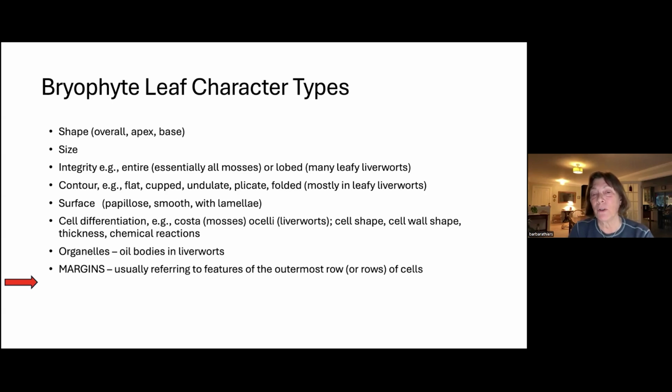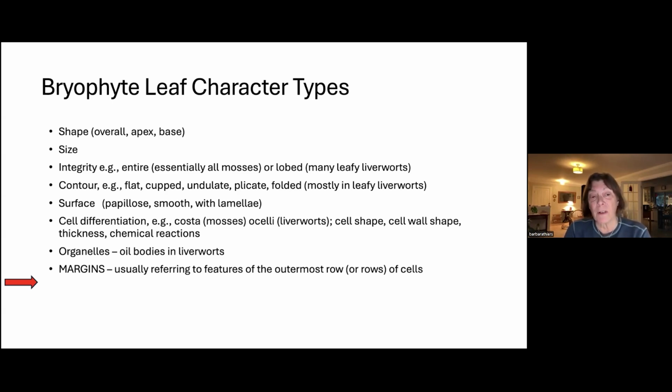Integrity, that's whether the leaf is entire, which is the case in essentially all mosses, or lobed in liverworts. Lobing in leafy liverworts is a very important character, often at the genus, maybe even the family level. The contour, whether the leaf is flat or cupped or undulate or plicate, folded. Plicate and folded could mean the same thing, but in many cases in leafy liverworts, the leaf is completely folded back on itself, so it's folded almost like 180 degrees. That's slightly different than a plicate leaf with some ridges down the middle, little folds. The surface is also important: smooth, papillose, or with lamellae, like sheets extending out from it.